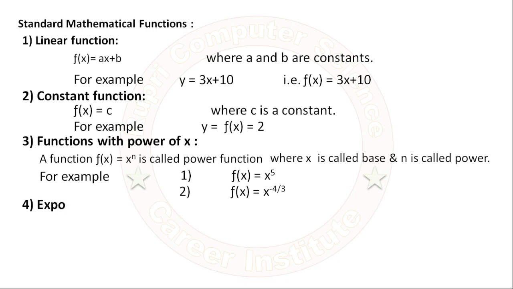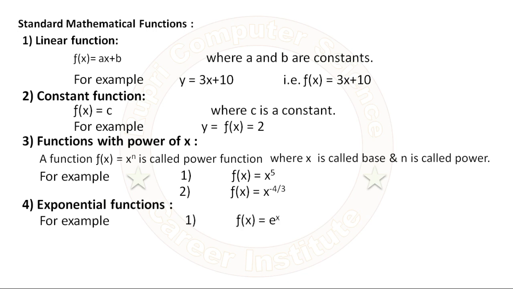Now next, fourth, exponential function. For example, first f(x) is equal to e raised to x. Second, f(x) is equal to a raised to x, where a is greater than 0. This type of function we call an exponential function.